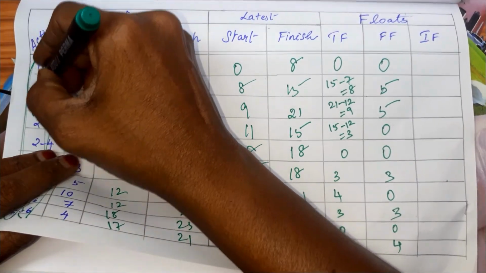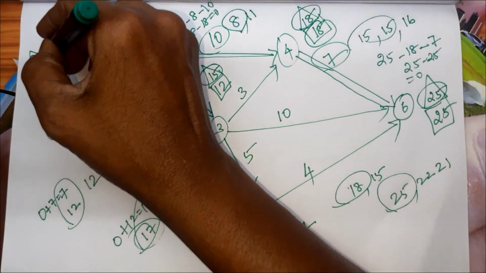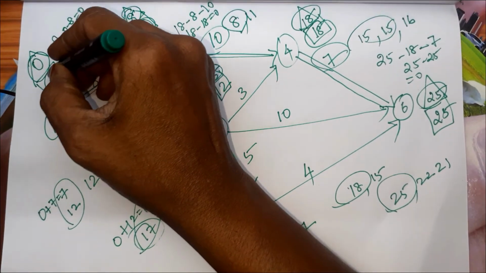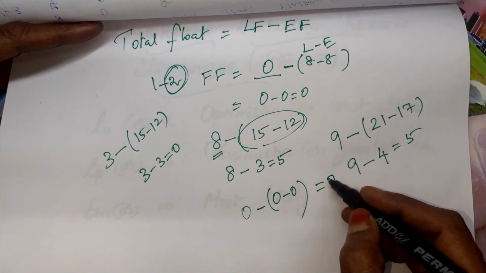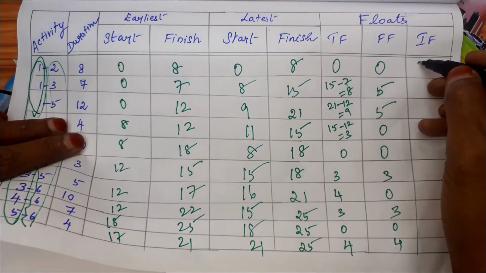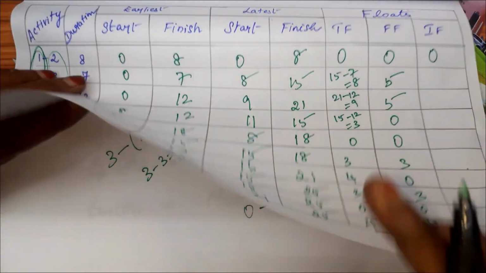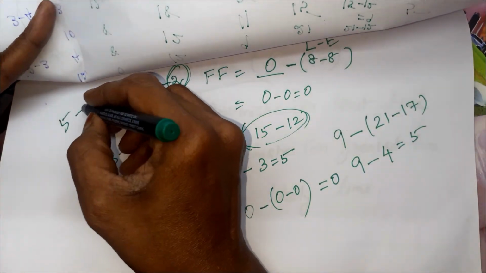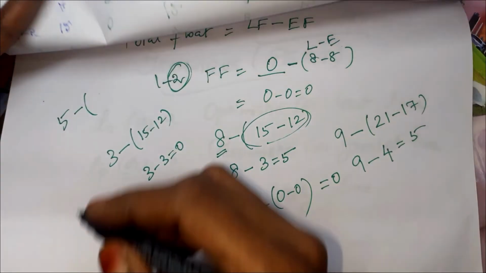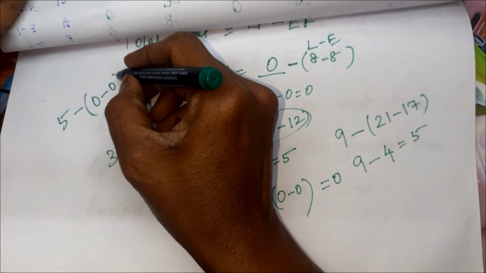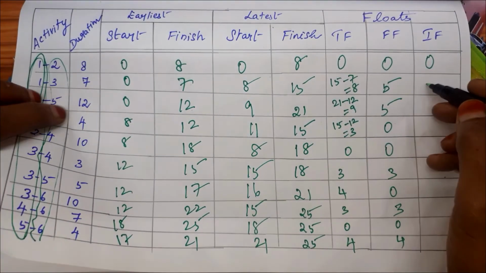For these 3, we have to see 1, right? In 1, what we have, a triangle, that is latest minus earliest. Within brackets, we have to take 0 minus 0. So on the whole, it is 0. So for this, it is 0. For the second one, the free float, what we got is 5 minus, there for 1 we have 0 minus 0. So within brackets 0 minus 0. So 5 minus 0, which is 5. 5 for the second one.